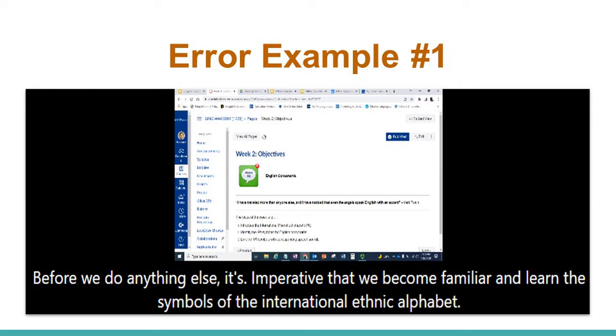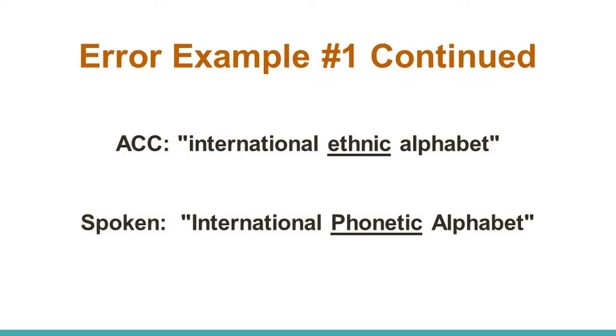Here we have automated captions from a lecture I recorded on Panopto, a platform that has been implemented at my university. Apart from the strange comma before it's, I'd like you to focus on the last 3 words, international ethnic alphabet. When the automated closed caption reader does not identify a word or string of words, it selects a possible word to replace it. Here we see an example of this with ethnic substituted for phonetic.